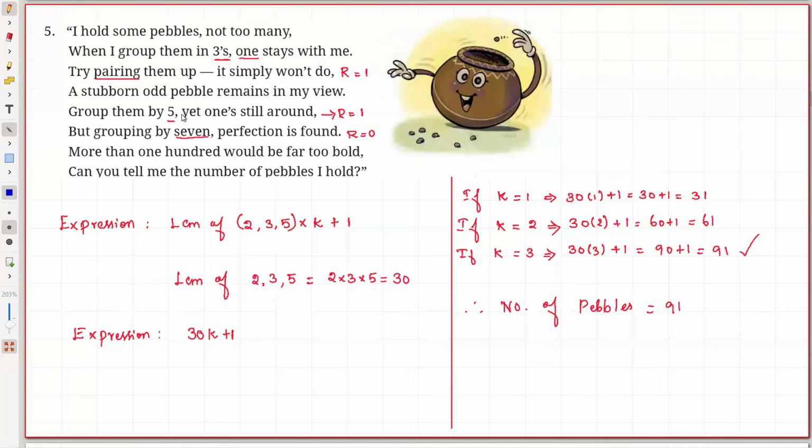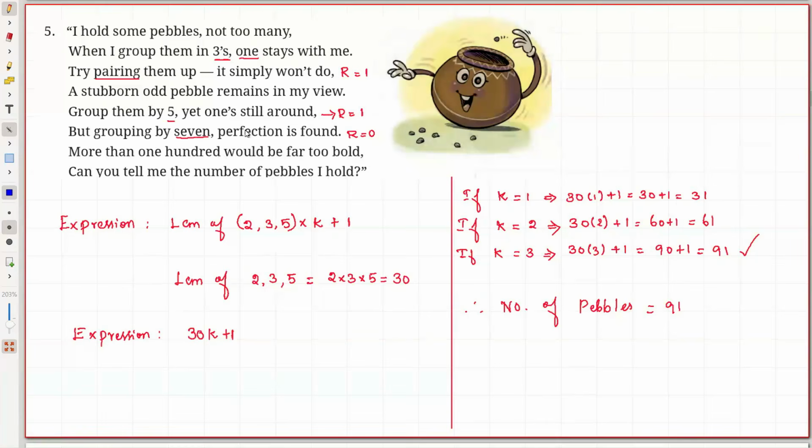So group them by 5. If you are grouping by 5 also, one is still around, so the remainder is 1. But grouping by 7, the perfection is found. That means the remainder is coming as 0. When grouping by 7 alone, the remainder is 0. The number is more than 100 would be too many. That means it would be below 100. Can you tell me the number of bubbles I hold? Actually, the puzzle is asking this.